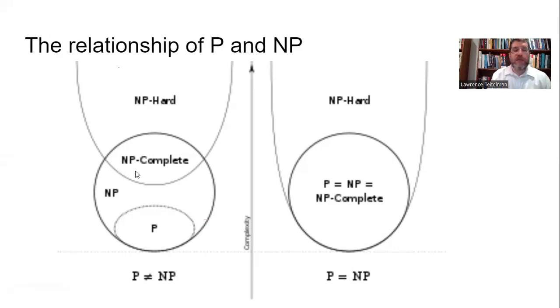Then we have NP-complete problems, which are in NP, but they are also NP-hard, meaning they're at least as difficult as these. And then we have the NP-hard, some of which are more difficult than the NP-complete problems. Okay, they're more difficult, including the unsolvable ones.